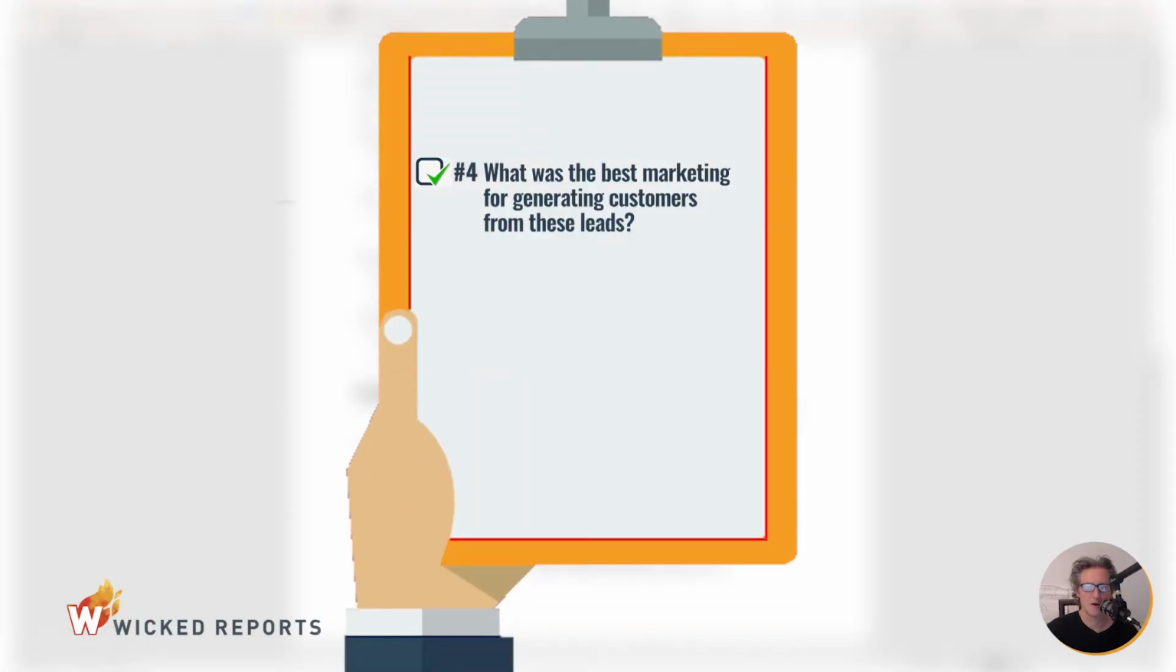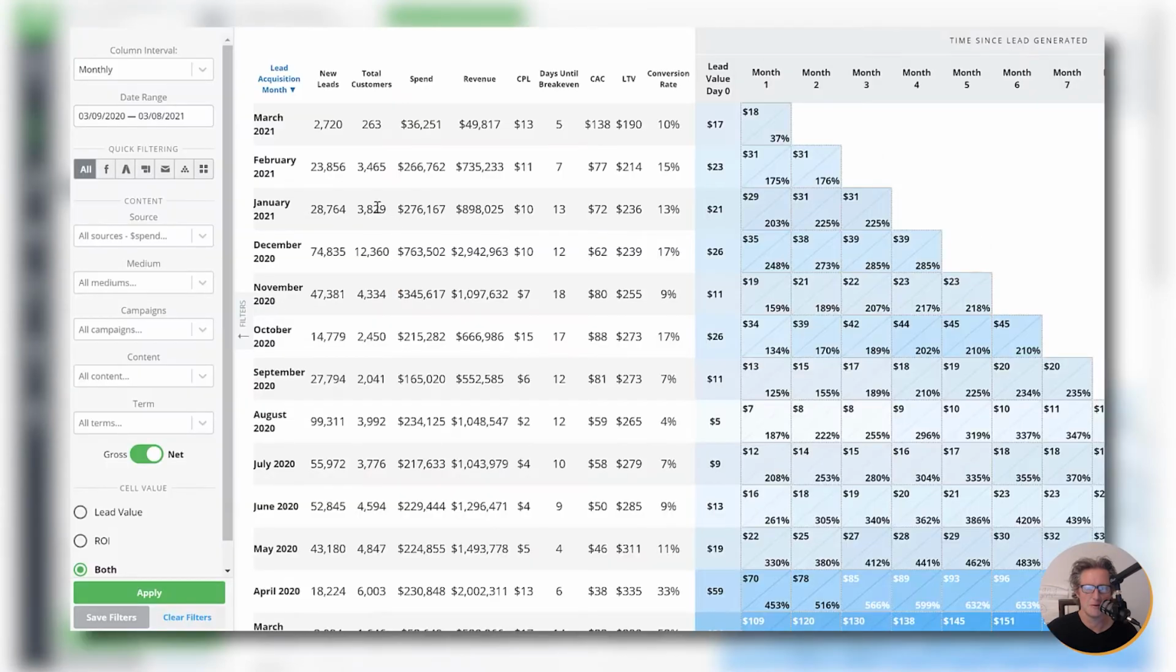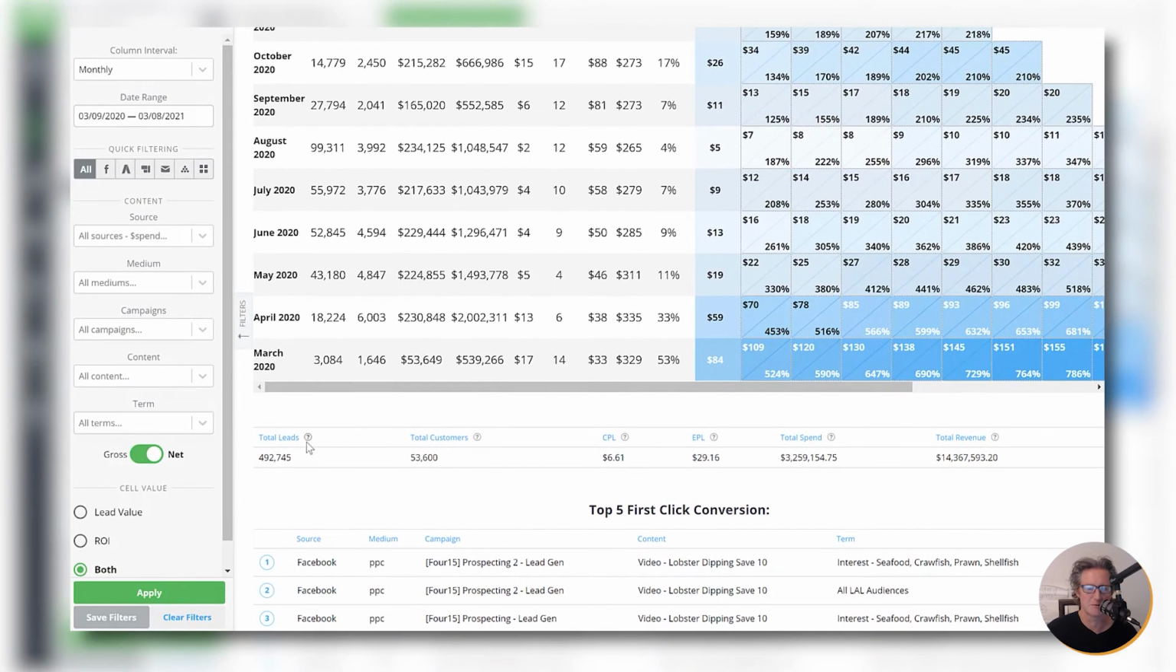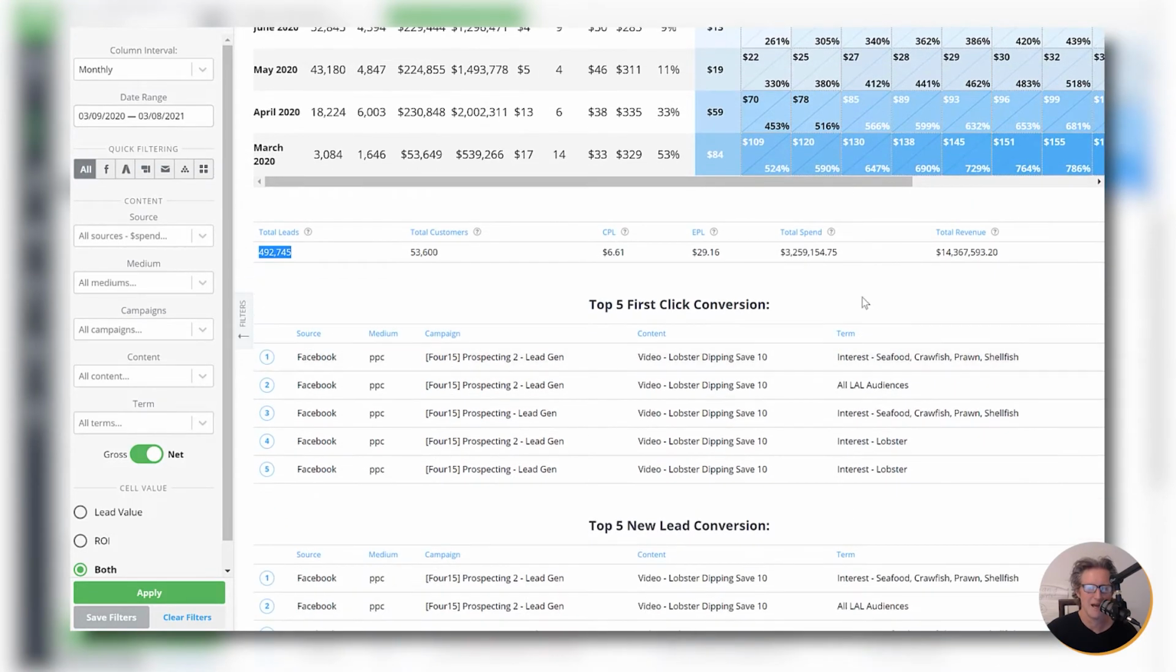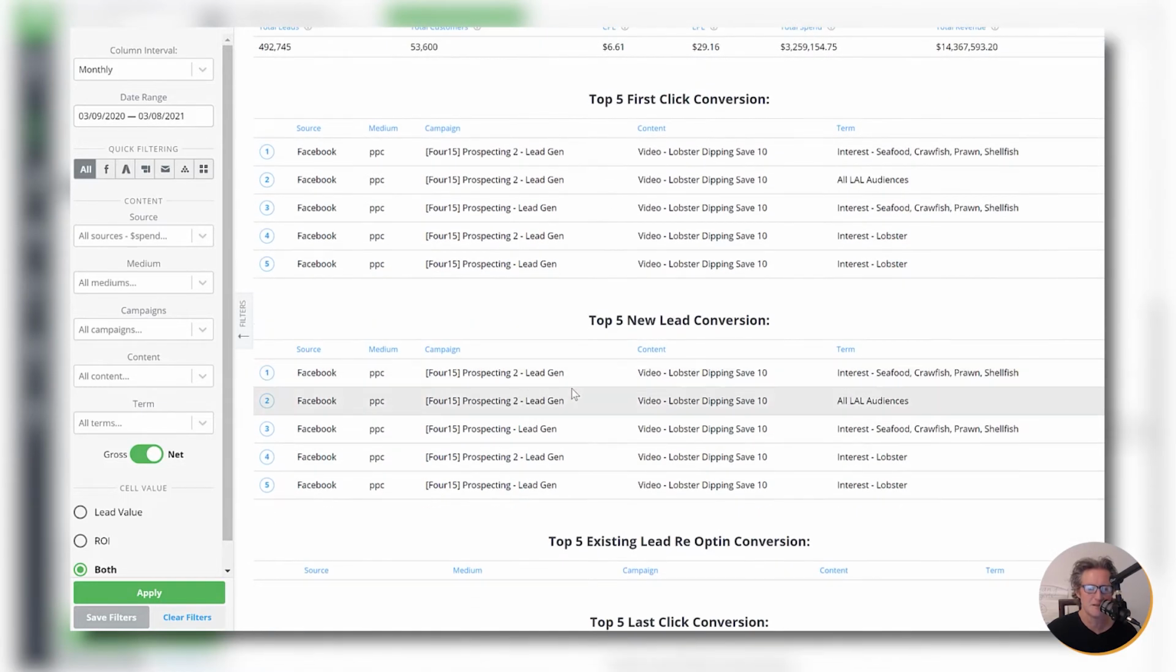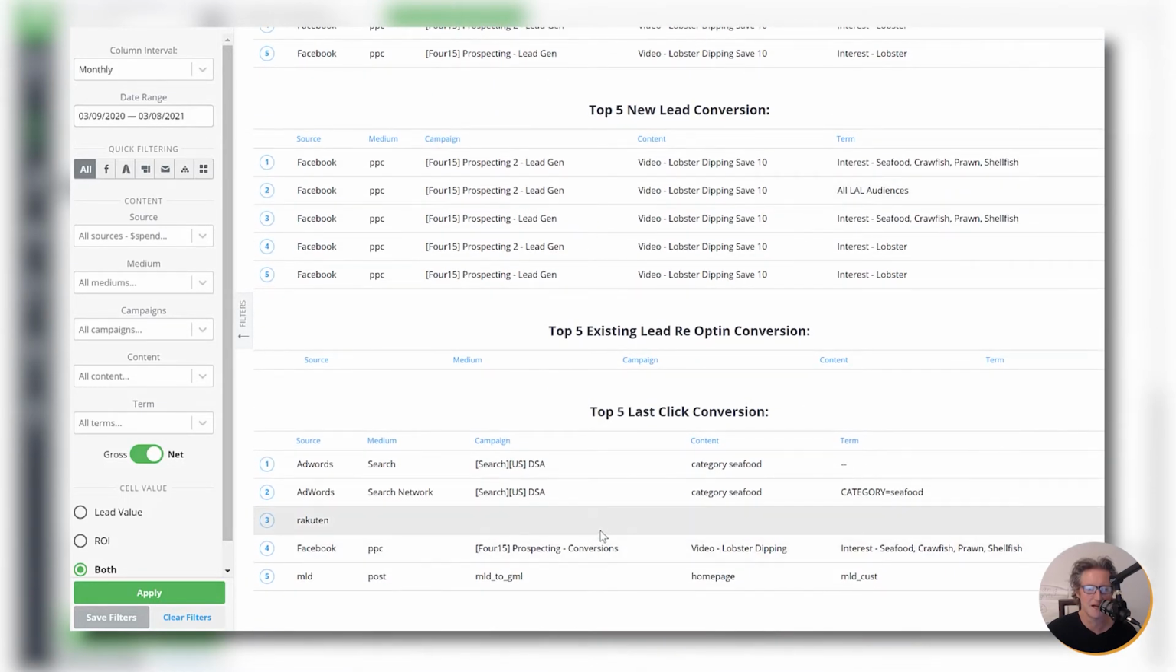What is the best marketing for generating customers from these leads? So this was all the leads generated in the specific time frame. We can scroll down, 492,000 leads. Well, we mine everything we've attributed to show you the top 5 first clicks, top 5 new leads, top 5 last clicks. So to see what converted these leads to customers, top 5 last clicks.